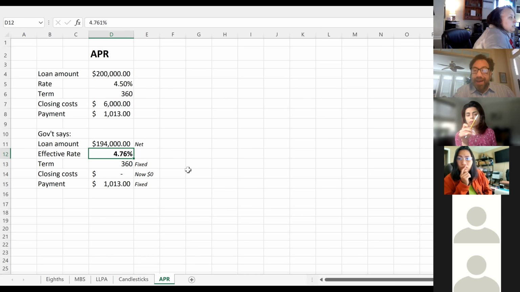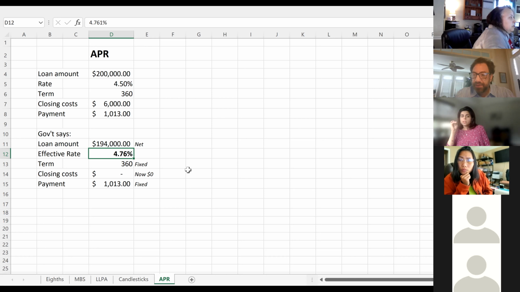Okay, what I'm saying is the government looks at it in their mind as saying, hey, if you're charging money, they're not actually getting the 200,000. They're getting 200,000 minus whatever you're charging them to do the loan. So they're only really getting 194,000 in theory. And if we take the payment you're charging them, then we can do a backwards calculation and say, well, really, the proper rate, the effective rate, is 4.76.